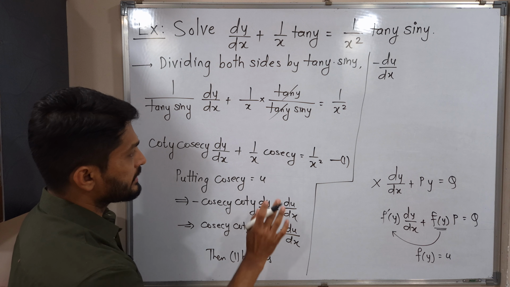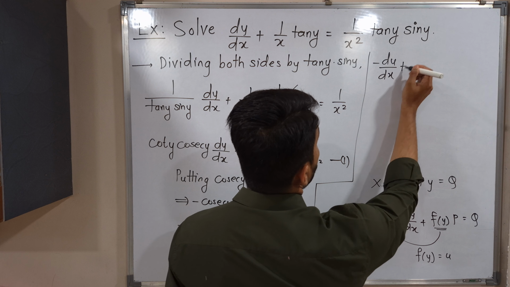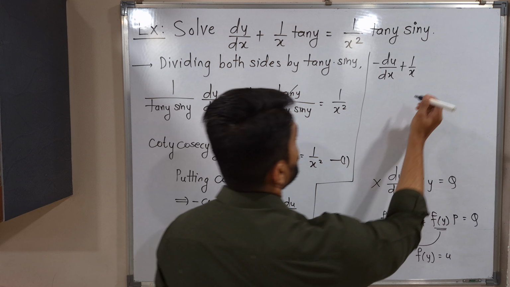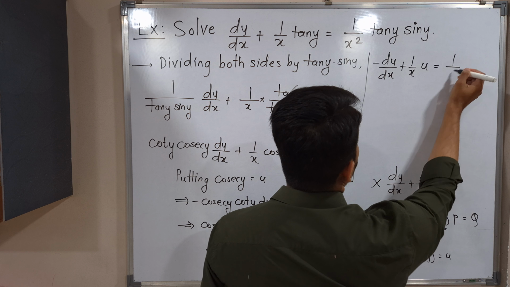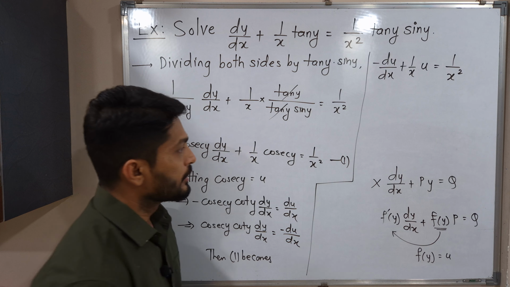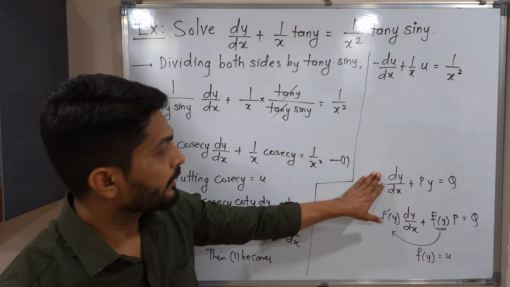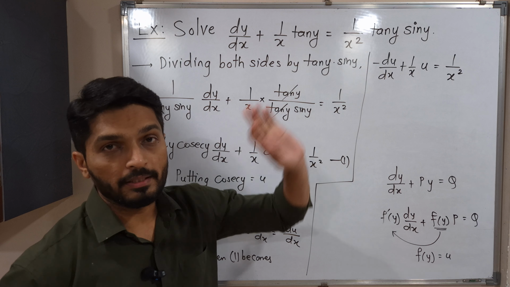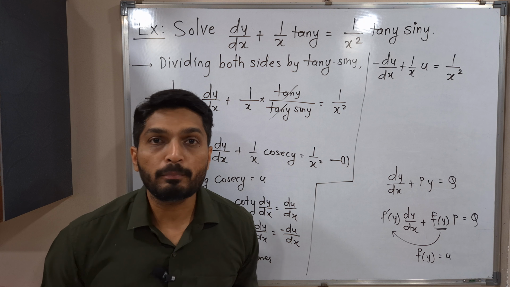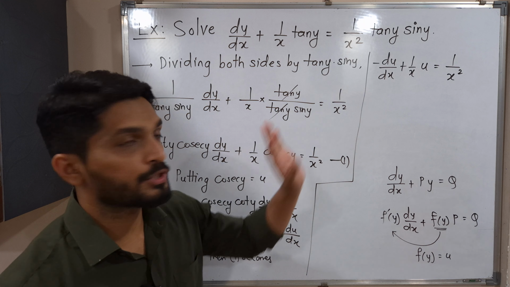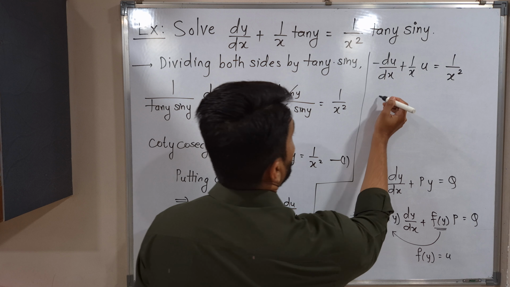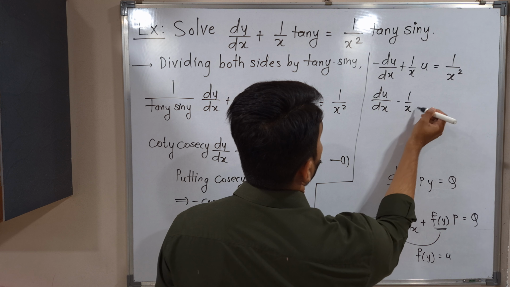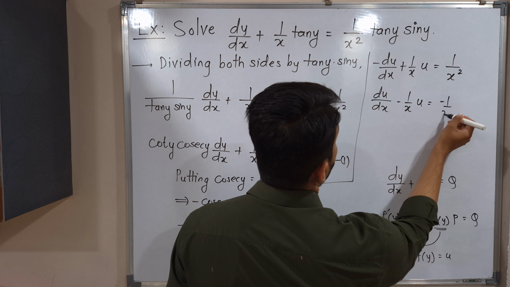1 by x will be as it is. Let me write plus 1 by x. Cosec y is u. Okay, that's it. And in the right hand side, 1 upon x square. So now it looks like this, no? But see, we don't have a minus sign here at the beginning. So that's why I will multiply both sides by minus 1. So this first term will be plus. So I'm multiplying both sides by minus 1. So this is du by dx minus 1 by x u. This is minus 1 by x square.